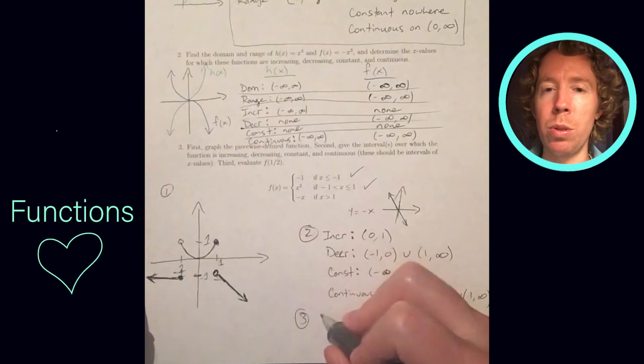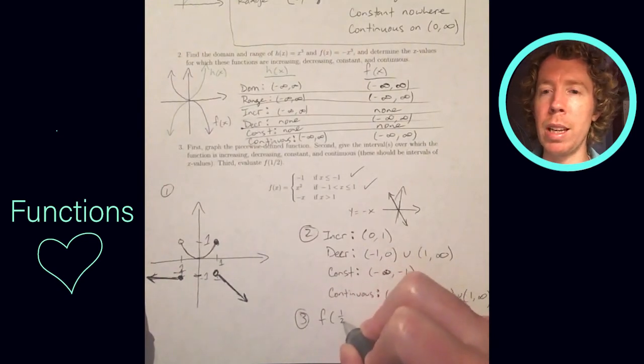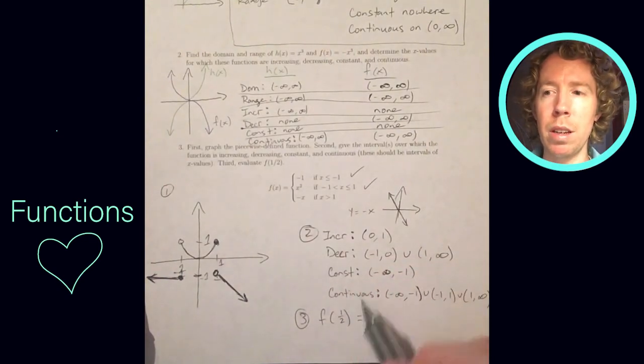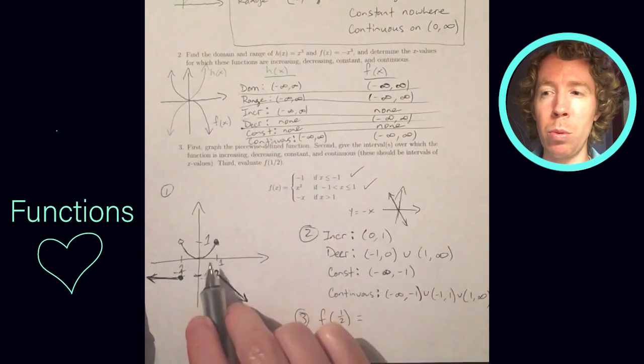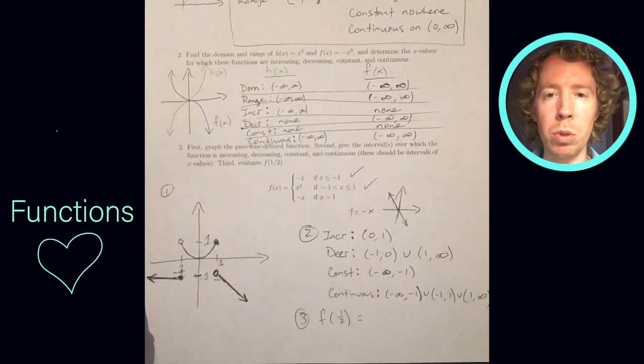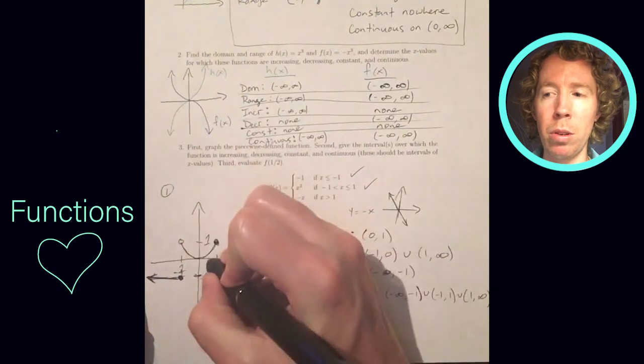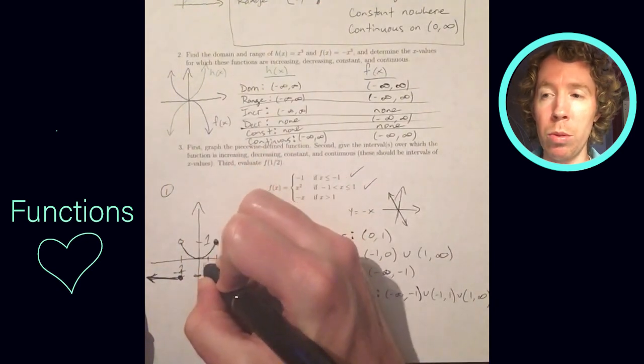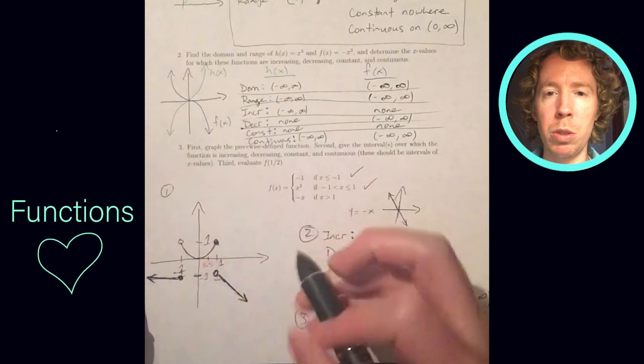And finally, we're asked to evaluate f of 1/2. So to get this, you plug in x equals 1/2. And this is broken up into 3 rules, so which rule do we plug in x equals 1/2 into to get the appropriate y value? It's the second rule, because 1/2 is between -1 and 1.